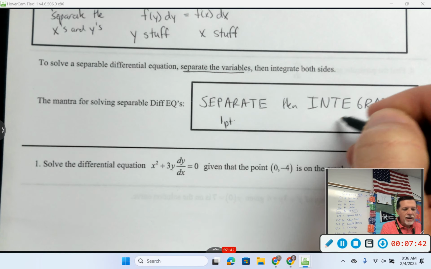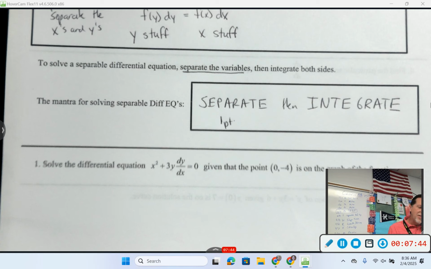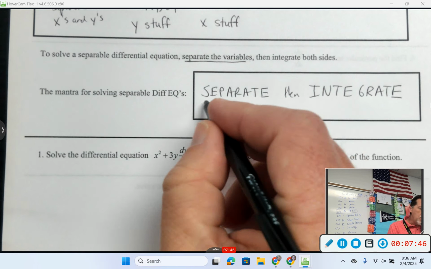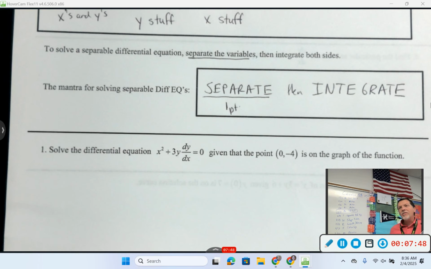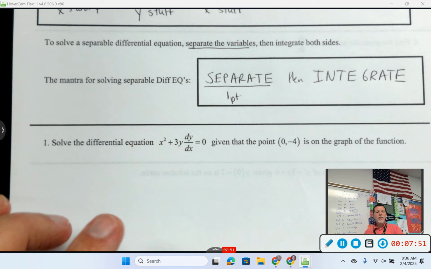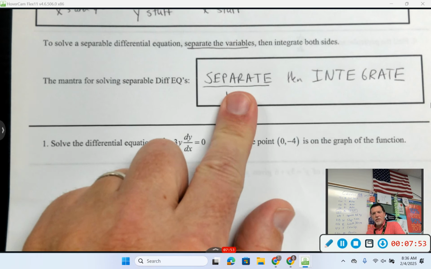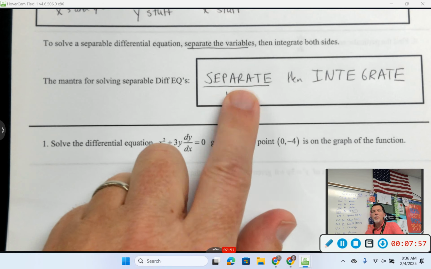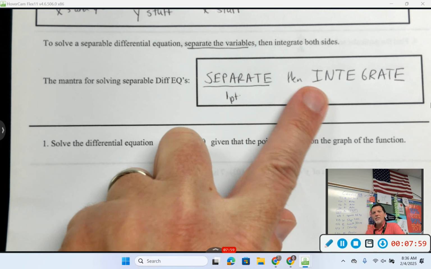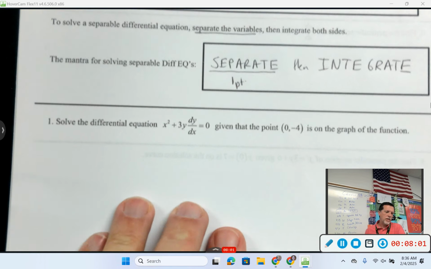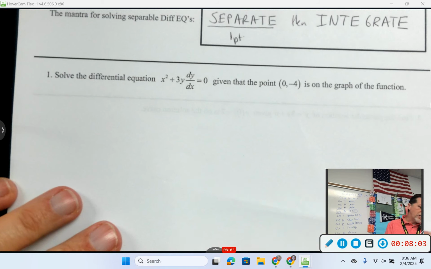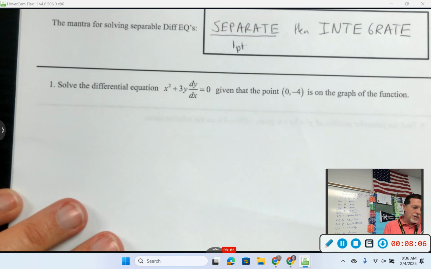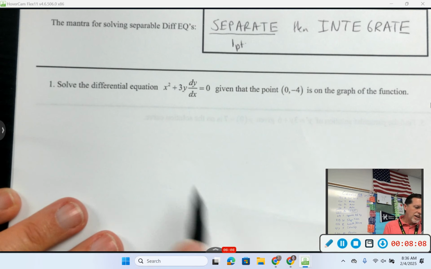And then integrate is maybe 1 or 2 more, and then find C if you need to. But the main thing is you get a point just for separating. So we encourage you, separate first, then integrate. It's an easy step. I think people try to skip it, and then they mess up the integration because they didn't show the separate step. Okay, let's try some. Separate, then integrate. That's the theme of today.